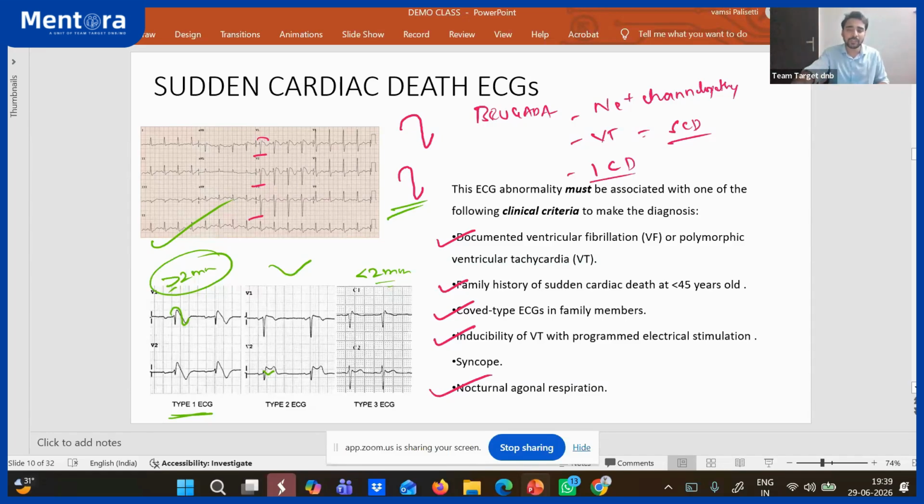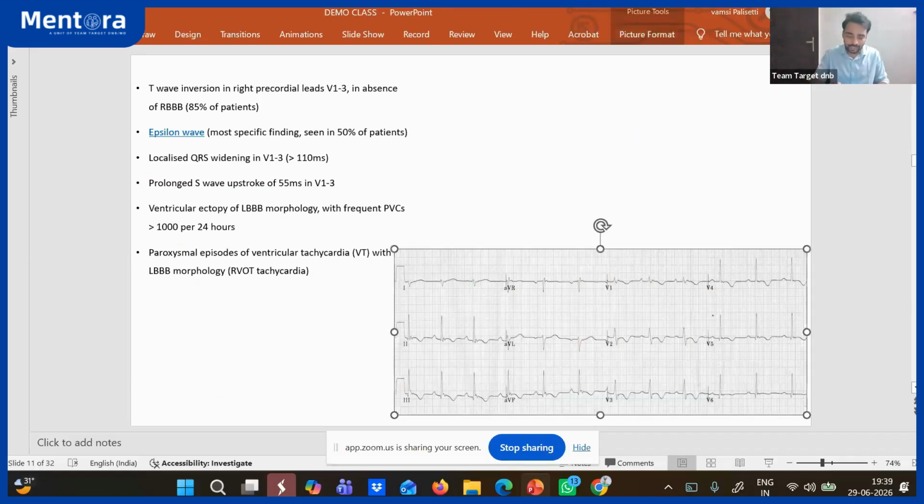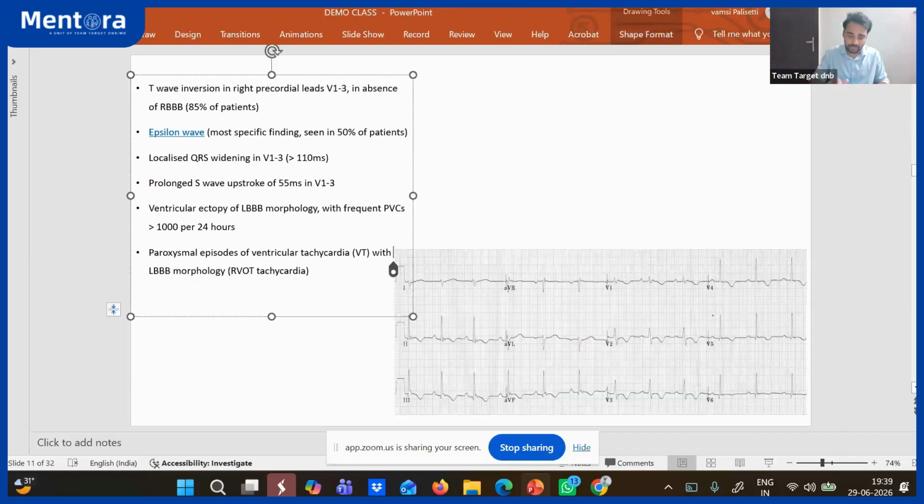Right? Simple. Apart from this, one more ECG you have to learn, because when they ask about sudden cardiac death ECG, apart from Brugada, you have to know about one more ECG. Let us see this ECG. What is the ECG here?